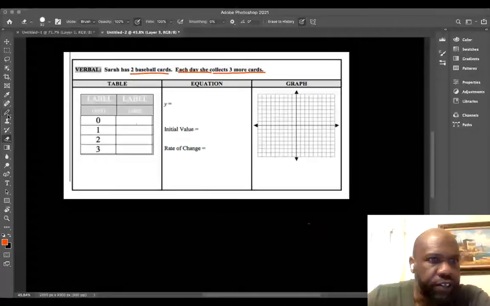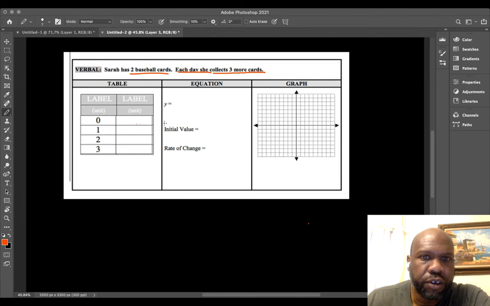All right, so let's look at this. Here's a verbal statement, and this is something we're going to be getting to as we go along in the process. Sarah has 2 baseball cards. Each day she collects 3 more cards. So we have an equation, a graph, and a table. Today's main focus is to take this table and make a graph from it, based on this verbal statement. We know that Sarah has 2 baseball cards initially, and each day she collects 3 more cards.